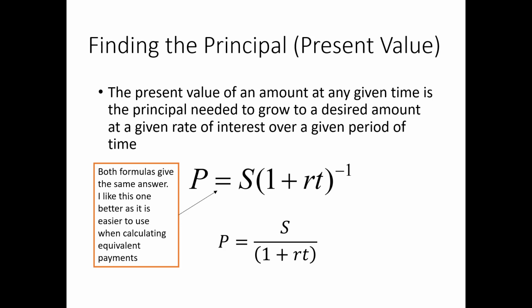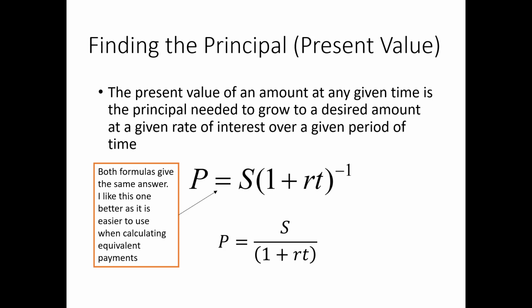Hey, we've got a formula for that. All we have to do is take that maturity value formula that we had, rearrange it so it solves for the present value or principal amount, and boom, we're all set. Notice in that formula the exponent is a -1. That is so important. Now, if you don't like the negative exponent, you can put the 1 plus RT in the denominator.